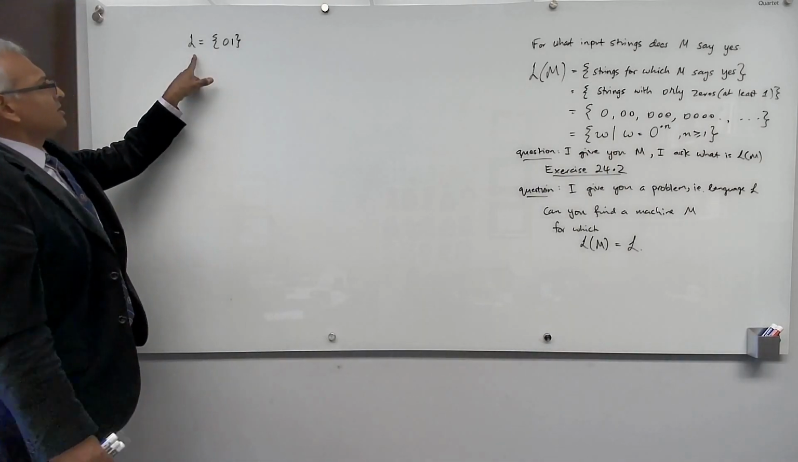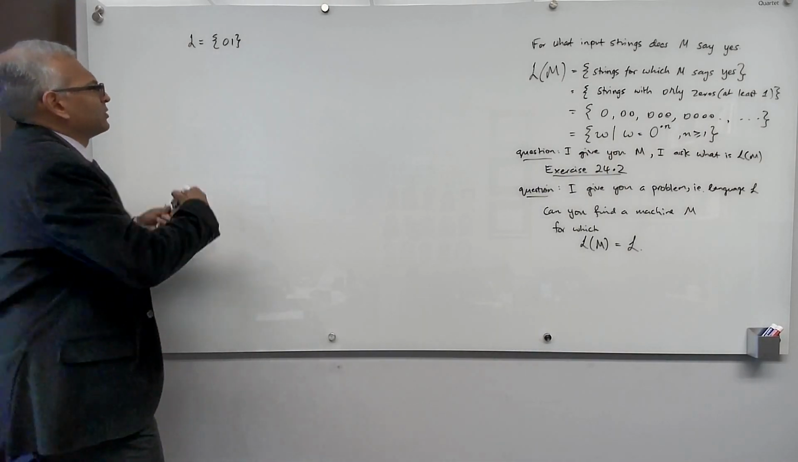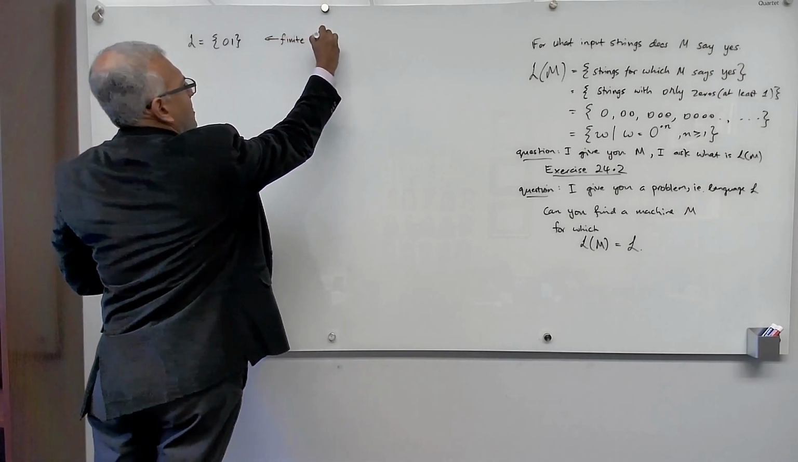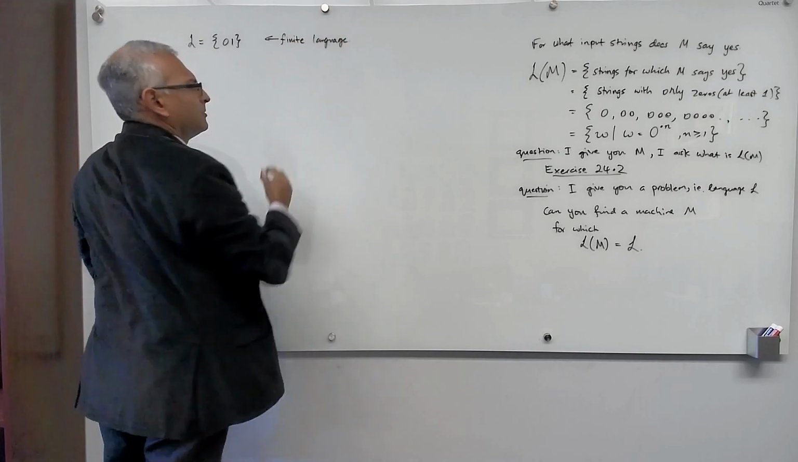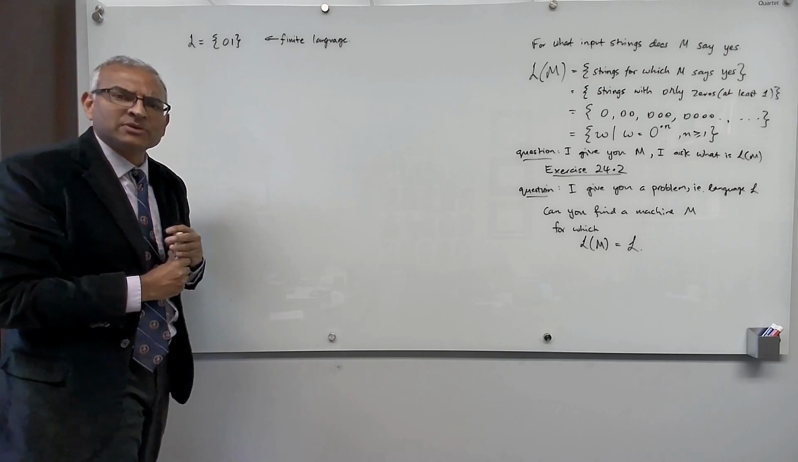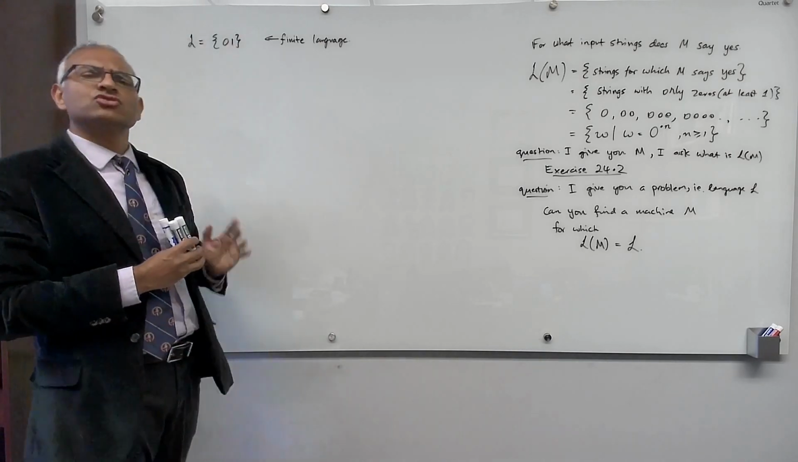So let's consider this language. It's a very simple language. It's an example of a finite language. And I have to design an automaton that accepts this finite language. It's just containing the string 0, 1. So everything else you must say no.